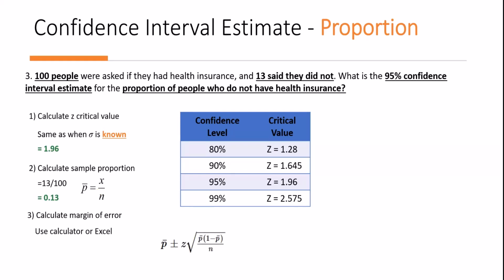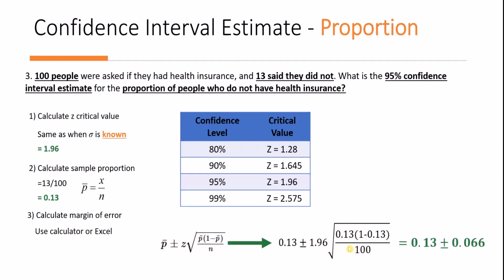Now, with proportions, we will have to do this calculation ourselves. There is no function in Excel to give us the margin of error. So here's our formula. The general format is our point estimate, our sample proportion, plus or minus the z critical value times the standard error of the sample proportion, which is going to be the square root of p bar times 1 minus p bar divided by the sample size. So here I just plug in the numbers into the problem, and we will get a margin of error of 0.066.